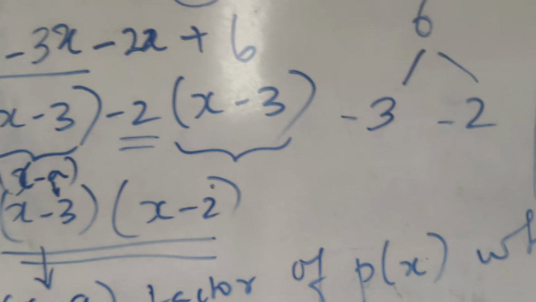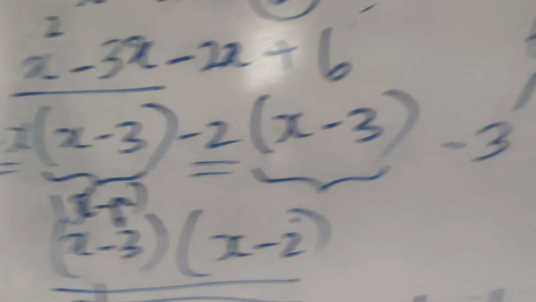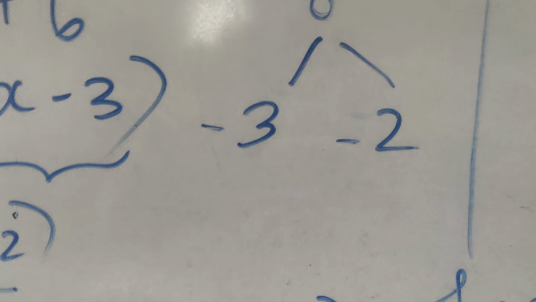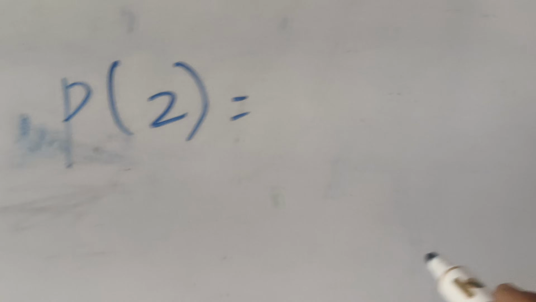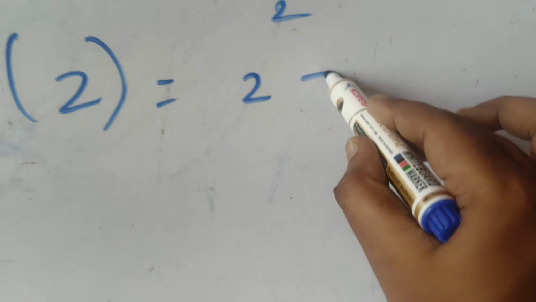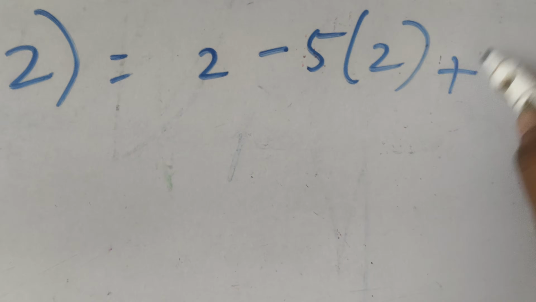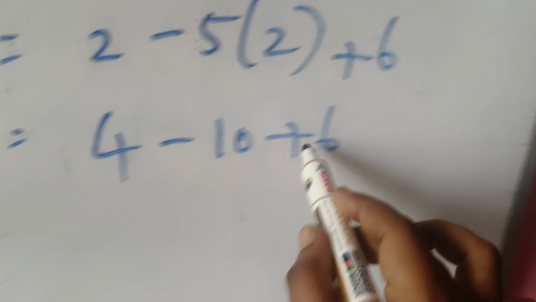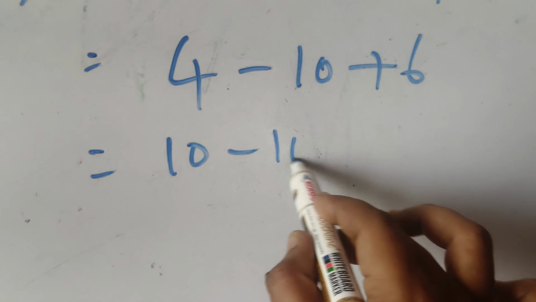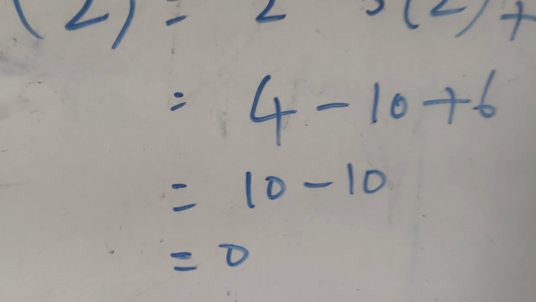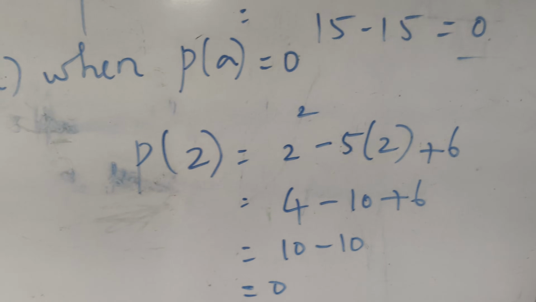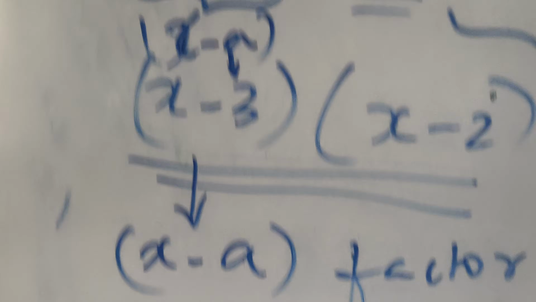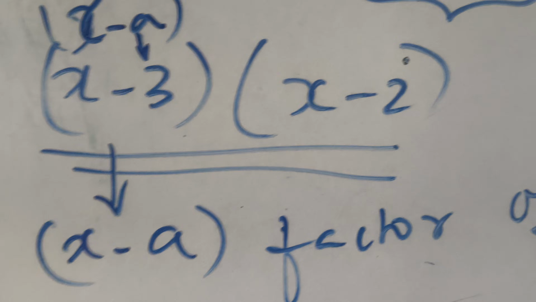The same way you can work out the other factor, x minus 2. In place of x, if you substitute, p of 2, there also you will again get 0. 2 square minus 5, substitute 2 in place of x, so it is 4 minus 10 plus 6. So again 10 minus 10 is 0. By this we can also confirm that these two are the zeros of the polynomial. 3 and 2 are the zeros of this polynomial.